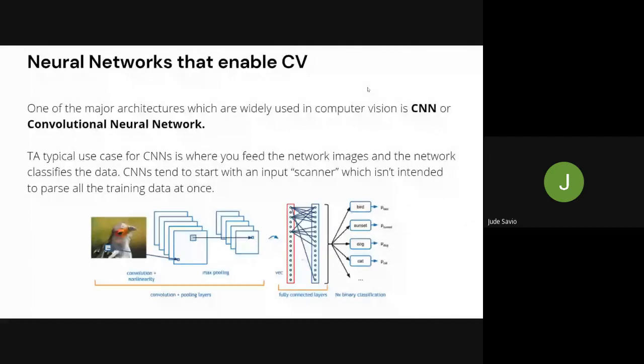We use a base for everything, and upon that convolutional neural network architecture, we start building our other approaches. A typical use case for CNN is where you feed the network images and the network classifies the data, right? You feed the image of a dog, it says it is a dog. And CNNs tend to start with an input scanner layer, which isn't intended to parse all the training data at once. Let me explain this in this way.